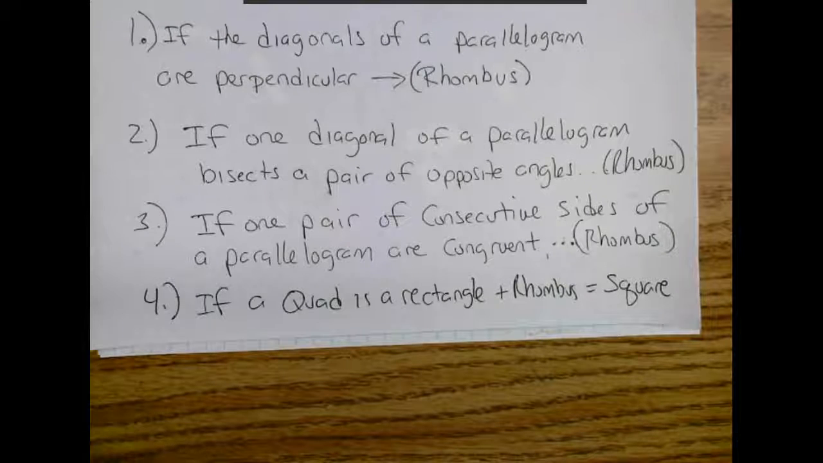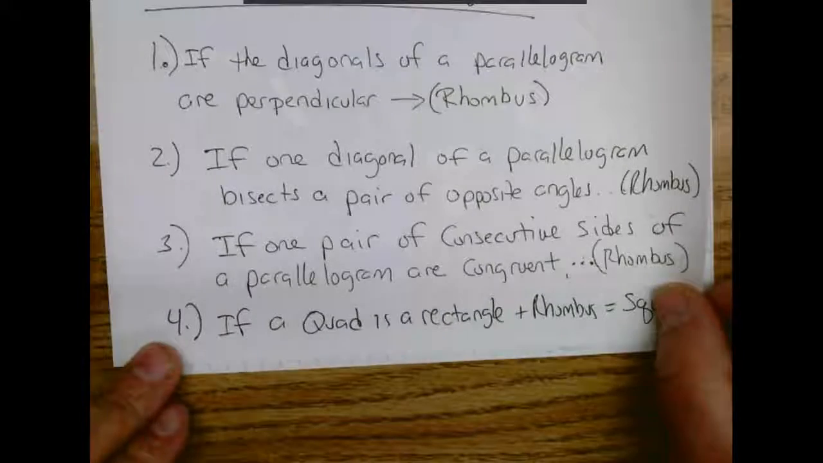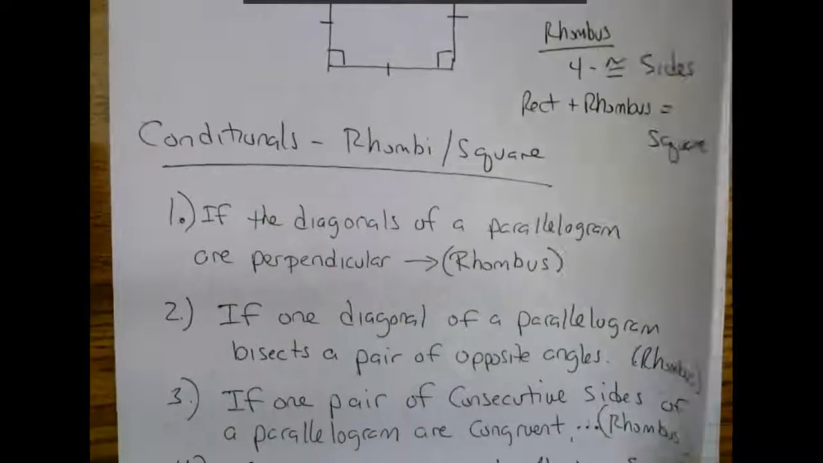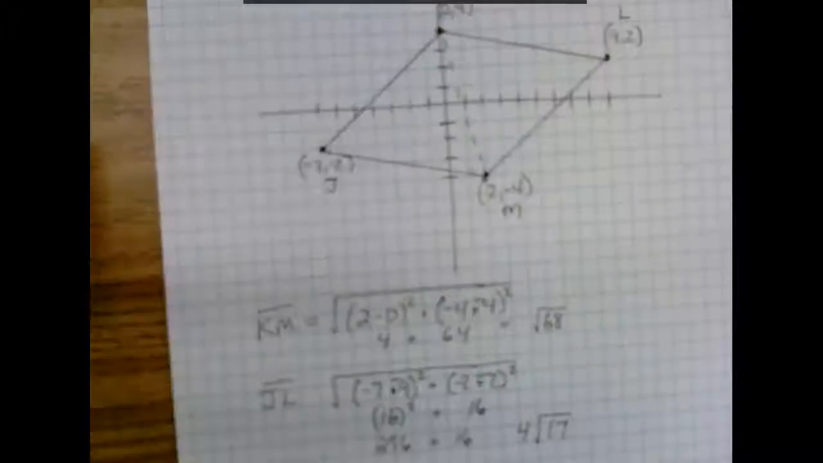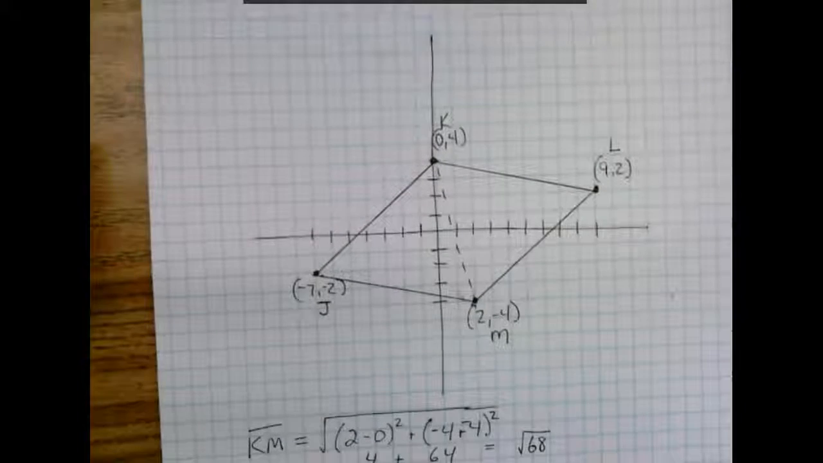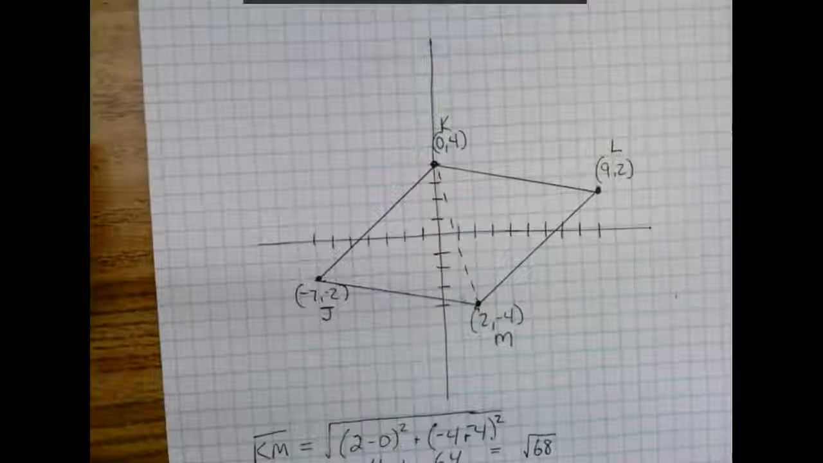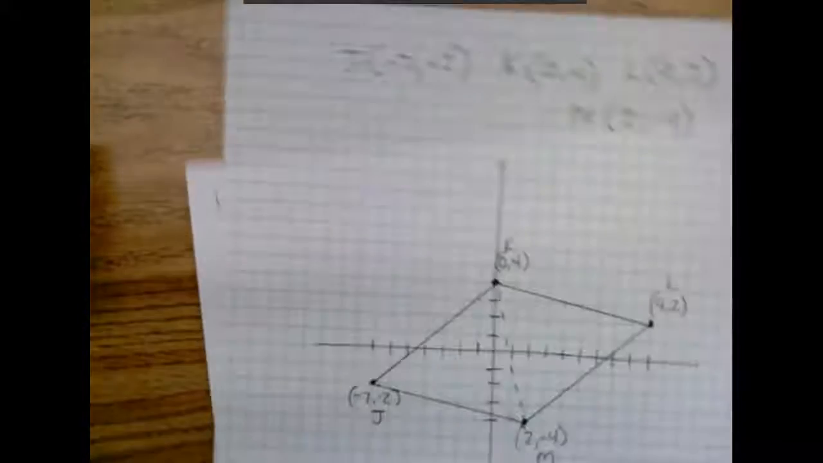So those are the kind of things we want to keep in mind. We're going to review some of this in class. Just add all this to your notebook. Maybe check out your textbook as well. And the last thing we have to look at here is using a coordinate system to prove whether something's a rhombus or a square or a rectangle.